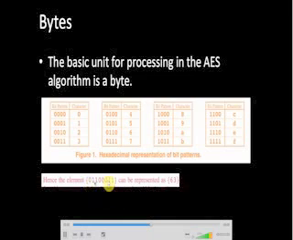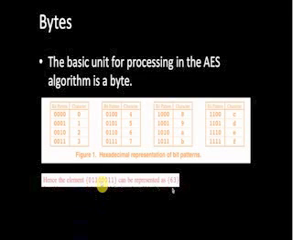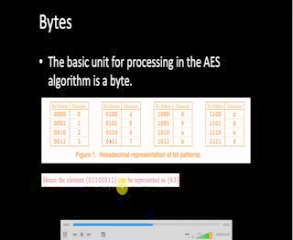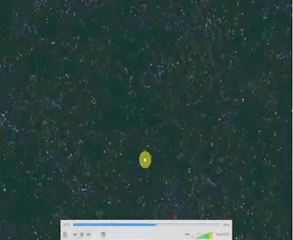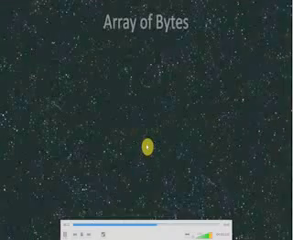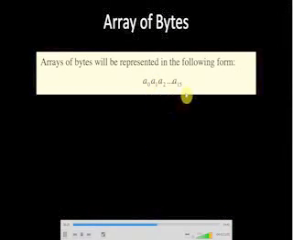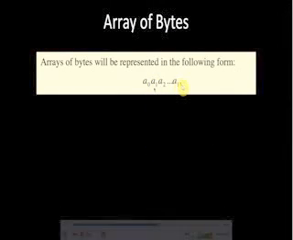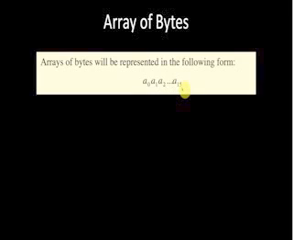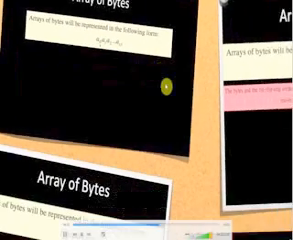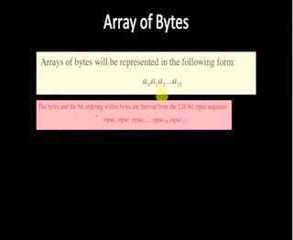If you consider an example like 01100011, it can be represented as 63, because the first 4 digits can be represented as 6, and the last 4 digits can be represented as 3. It is an array of bytes, and it will have 16 bytes in length, and it will be represented as the following: A0, A1, A2, up to A15.